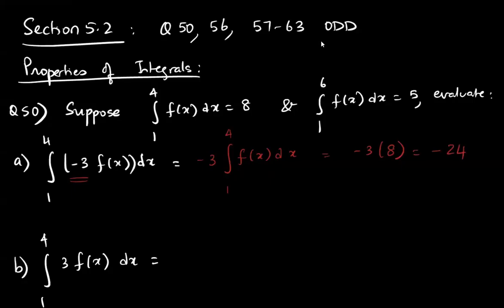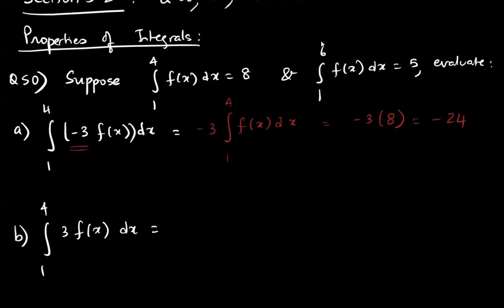In the next problem, we are again multiplying just by 3 in this case, and so we just do that with the integral value. 3 times 8 is 24.